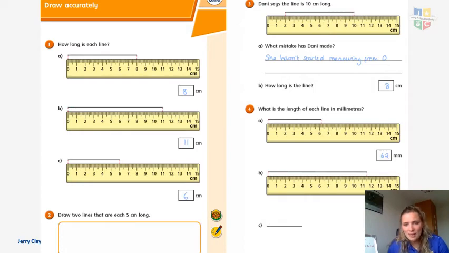For B, again we're looking at finding that we can see 11 centimetres gone. There is 5 millimetres also, so that would be 11 centimetres and 5 millimetres. Or if we were to write it in millimetres, we would need to times 11 by 10, which is 110, and then add 5, so it would be 115.